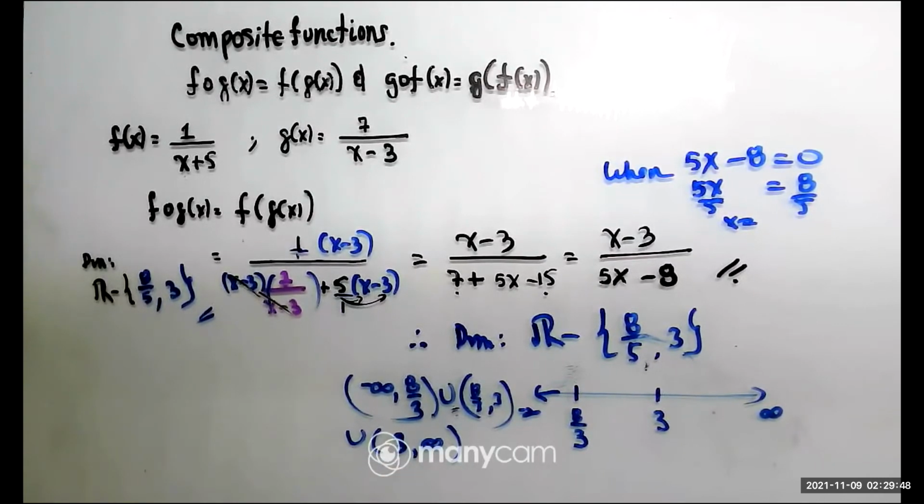It got a little bit messy there, and of course the logo of ManyCam is in the way, but at this point I believe it will be from negative infinity to 8 over 3, union 8 over 3 to 3, union 3 to infinity.